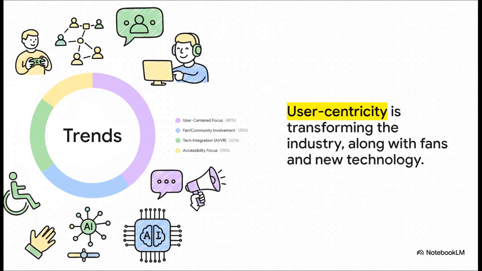And looking ahead, there are four big trends really changing the game. The largest shift is toward a user-centered approach, where the player's experience is the absolute top priority. But we're also seeing way more involvement from fan communities, new tech like AI making its way in, and a much-needed growing focus on accessibility for all players.